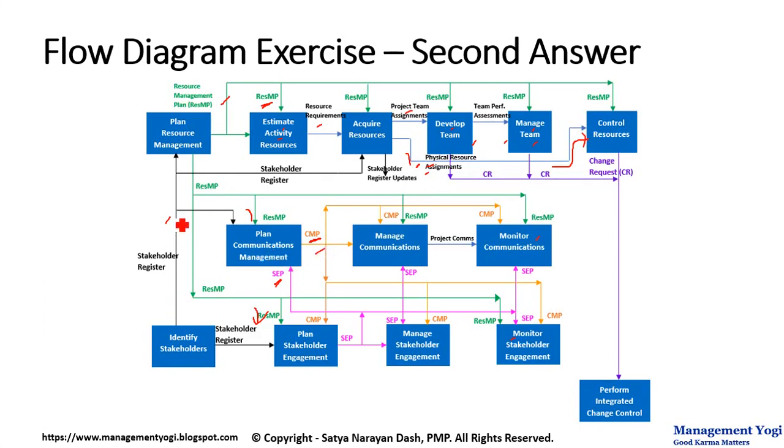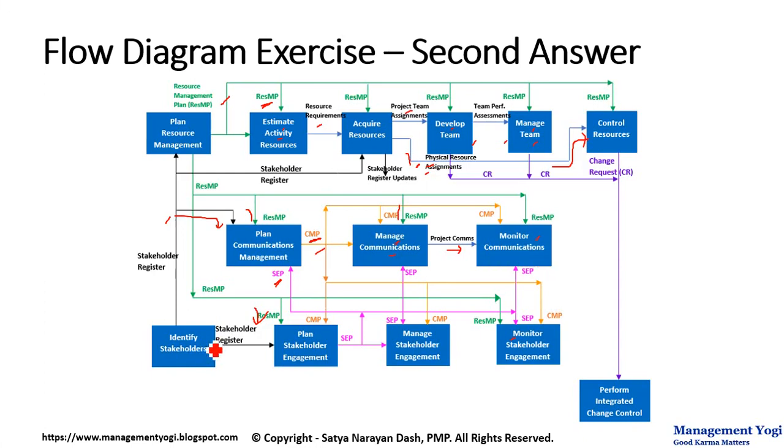Now the resource management plan, as we already know, will be feeding into plan communications management, and the stakeholder register is also feeding into plan communications management, and they are creating the communications management plan. This communications management plan is feeding into manage communications, and it also has the input of the resource management plan, and they are giving an output of project communications. And this project communications is feeding into the monitor communications process.